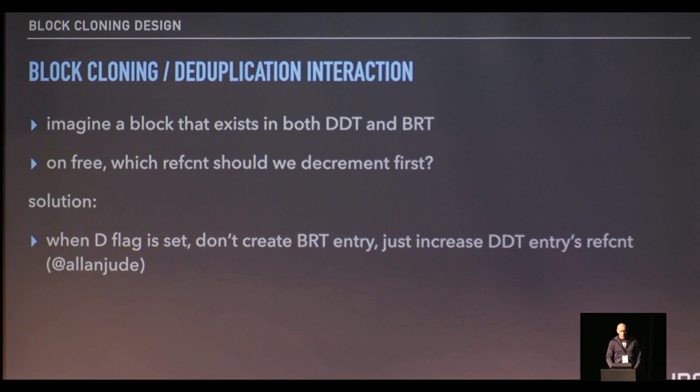So also, we have to consider how block cloning interacts with deduplication. Because you can easily imagine a block that was in the dedup table. It was stored multiple times, so we have a few references in the dedup table. And the block was also cloned using copy file range. So the block is in both tables. When we free the block, we have to choose one of the tables. Where do we decrease the ref count? We can do this in the dedup table, and we can also do this in BRT. So actually, Alan came up with the idea that if somebody is already using the dedup table, we can just use the dedup table and not use BRT in this case.